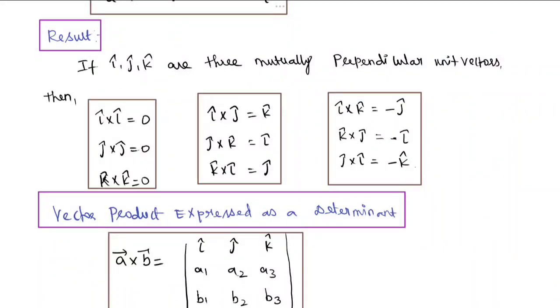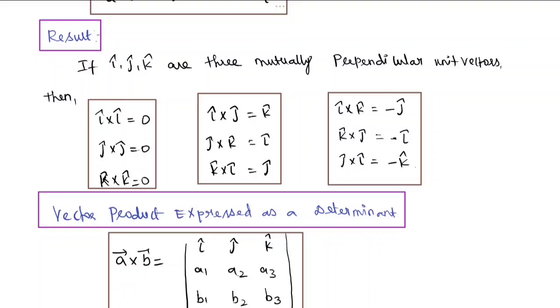So these are all the results about vector or cross product. i cross i is equal to 0 and i dot i is equal to 1. Here that should be a 0. If it is different, i cross j is equal to k. If it changes, then j cross i is equal to minus k. So these are all the most important results. Sometimes they ask direct questions also.